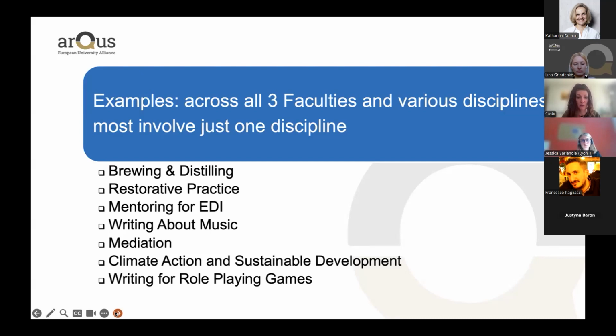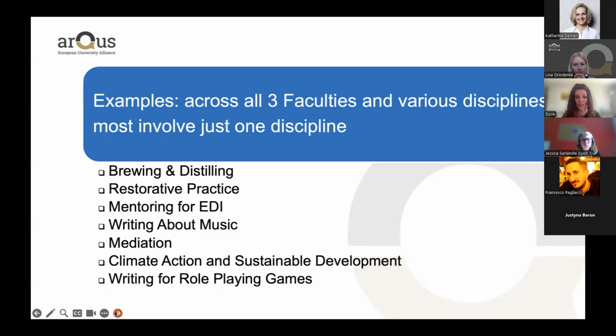So for example, the last one that you see, writing for role-playing games, is a micro-credential that sits within a unit that is not an academic unit per se, the critical skills, but it is advertised that way, because in Maynooth it needs to sit within an academic department. It sits within the Department of English. So different departments are contributing to this. So these are just some examples.